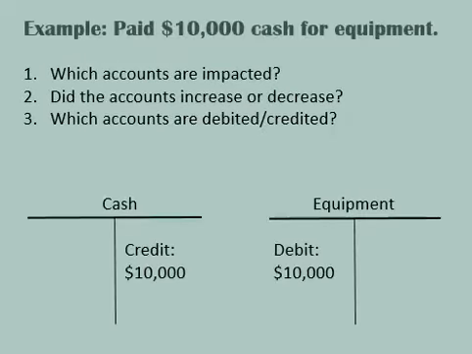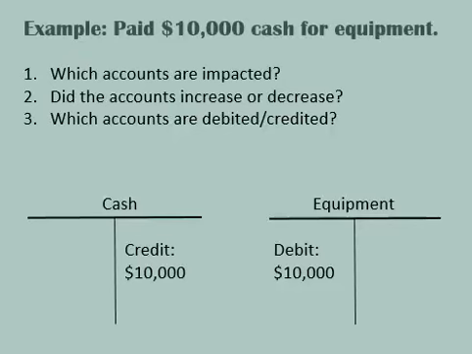So if we look at a sample transaction where a company paid $10,000 cash for equipment, we first ask ourselves which accounts were impacted. So cash and equipment were impacted by this transaction, and the accounts changed. Cash decreased because we paid cash, and therefore we have less cash, and equipment increased because we purchased new equipment.